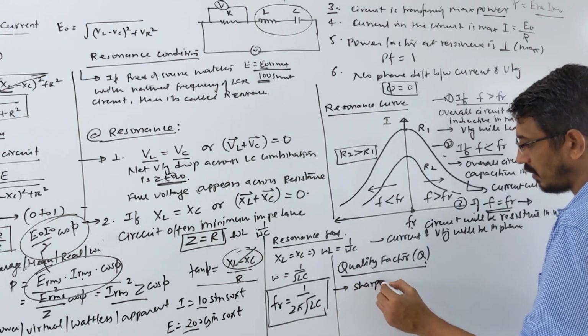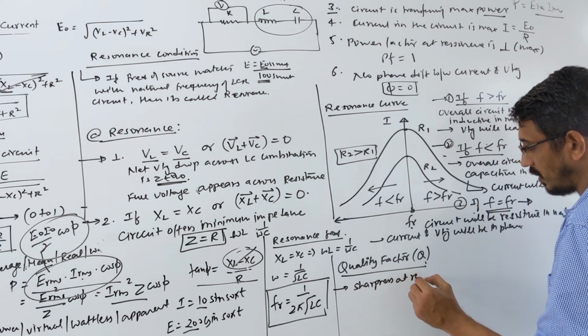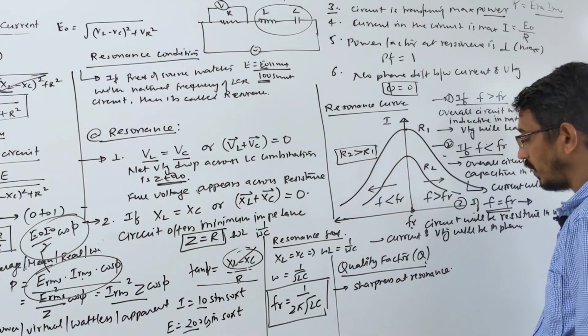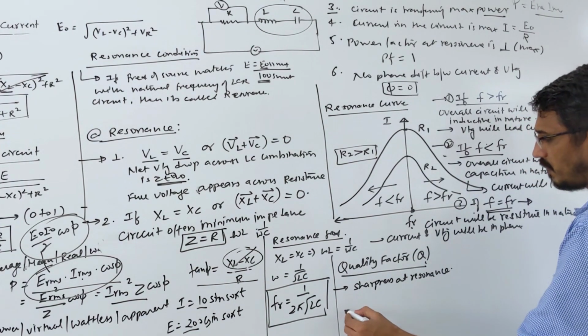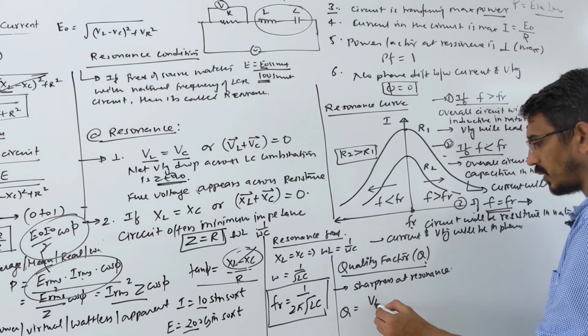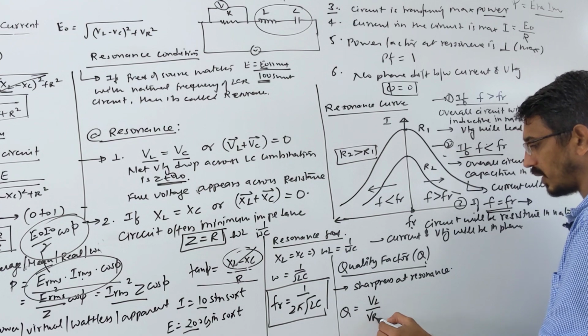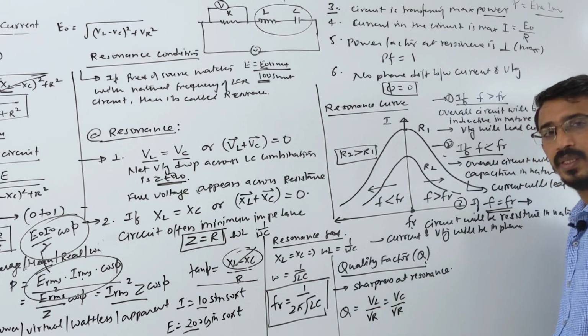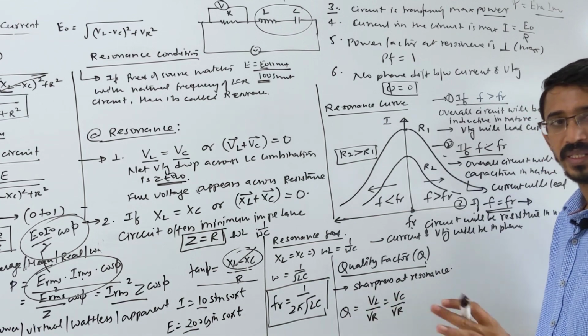Sharpness at resonance. How clear that resonance is is told by Q. Q we define in many ways. The simplest way Q is defined is like this: voltage across L by voltage across R, or you can also write voltage across C by voltage across R, because VL and VC are equal at resonance.